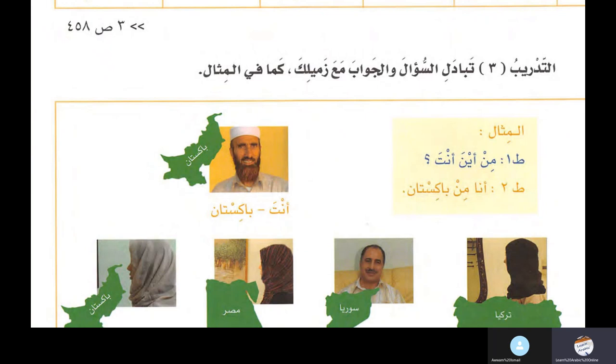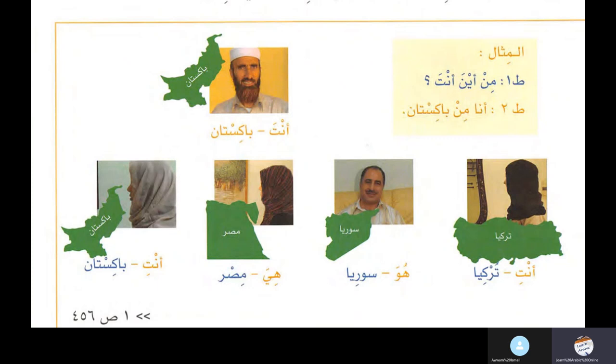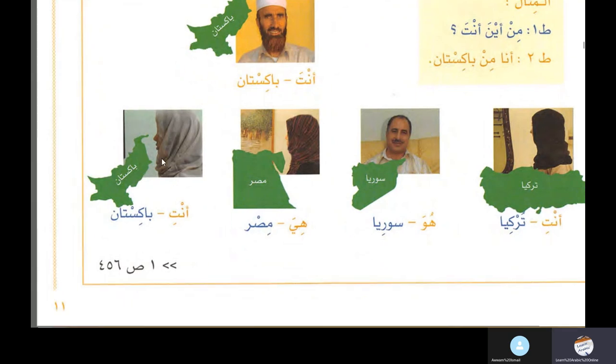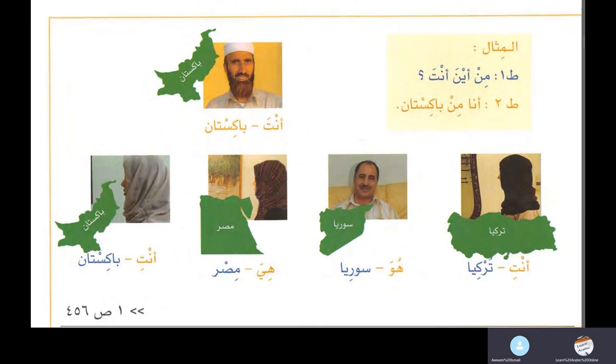التدريب الثالث تبادل السؤال والجواب مع زميلك كما في المثال. Exchange the question and answer with your colleague like the one in the example. المثال, the example. الطالب الأول, first student. من أين أنت؟ Where are you from? Okay. الطالب الثاني: أنا من باكستان. I am from Pakistan. So we asked a question using the picture. Min aina anta, where are you from? And he replied, Ana min Pakistan, I am from Pakistan. Okay, so they ask the question and they respond back.